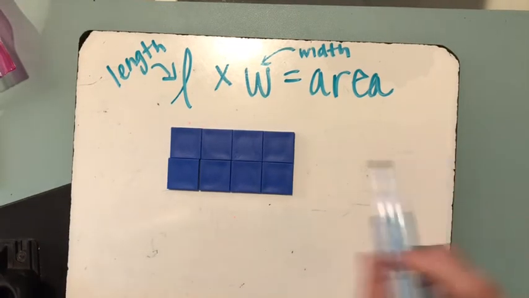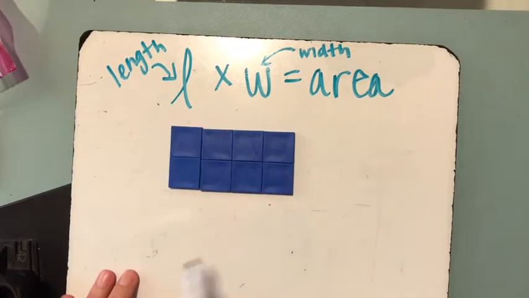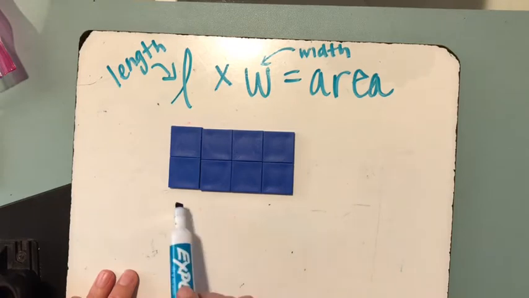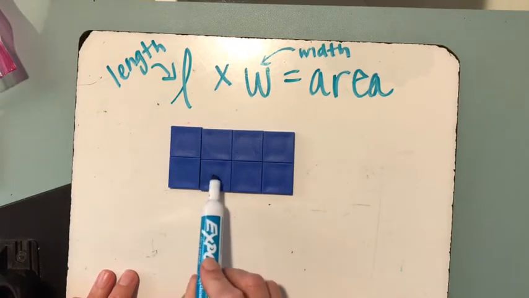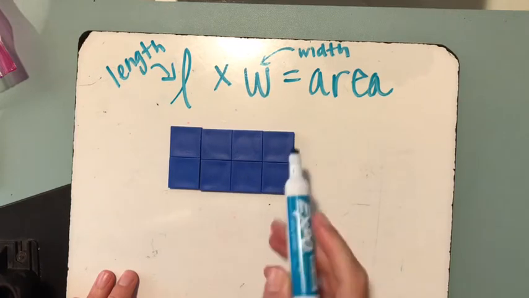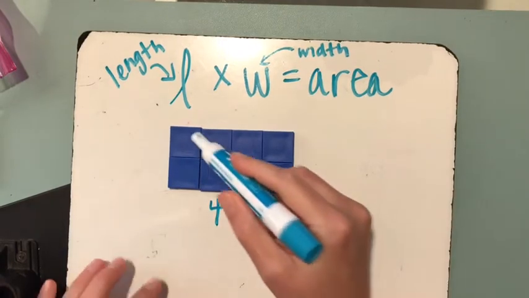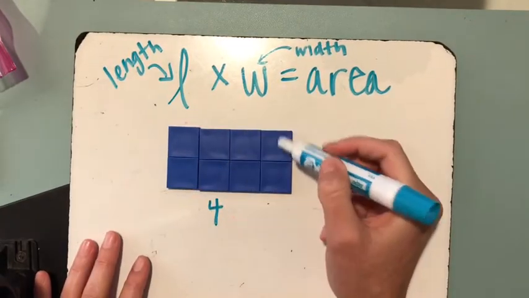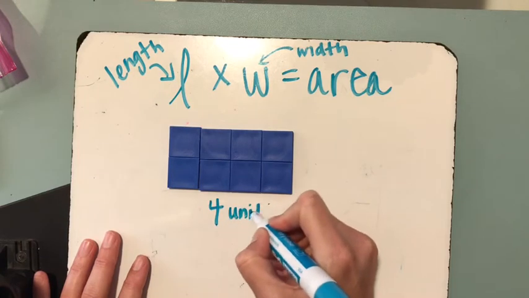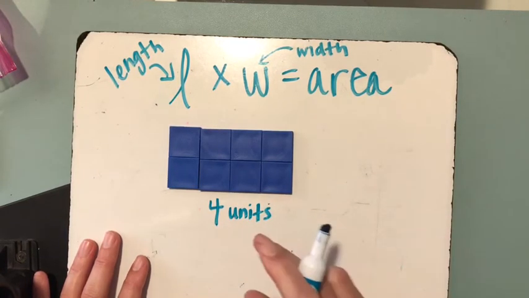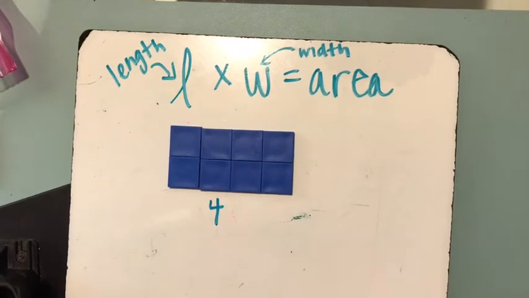All right, so let's find our length. Remember, that's the longest side of our rectangle. So the length is what? We're going to count up the square units. 1, 2, 3, 4. So I have 4 columns here, right? I have 4 columns. 1, 2, 3, 4. And I'm just going to put units. I'm not going to say that it's inches. I'll put square units.